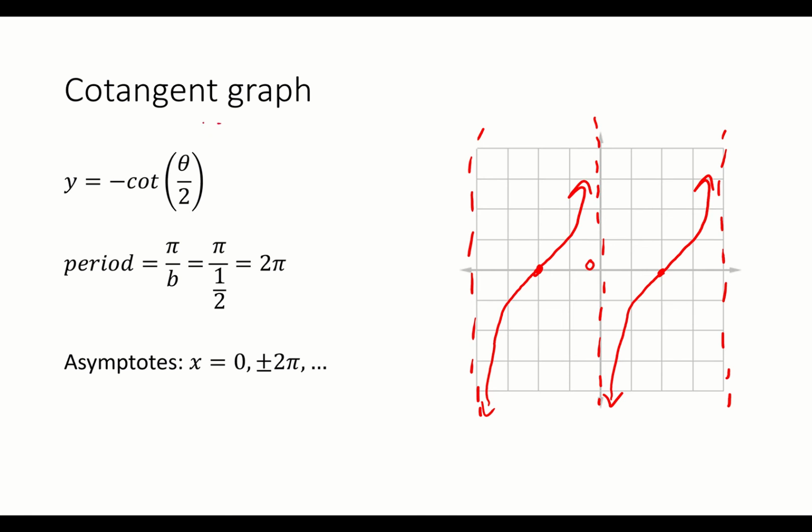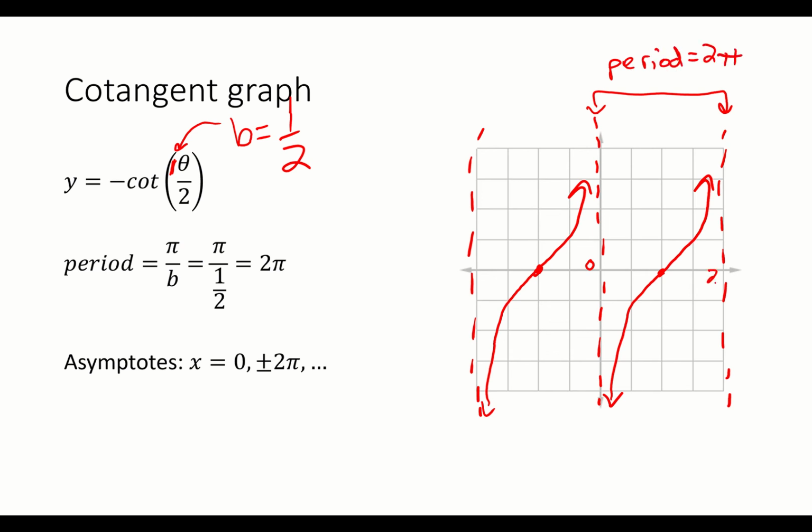This is the cotangent of theta over 2, which is the same as the cotangent of 1 half theta. So b is actually 1 half in this case. So the period is going to be pi over b, which will be pi over 1 half. And if I reduce pi over 1 half, I get 2 pi. So that means that the distance between the asymptotes has to be 2 pi.